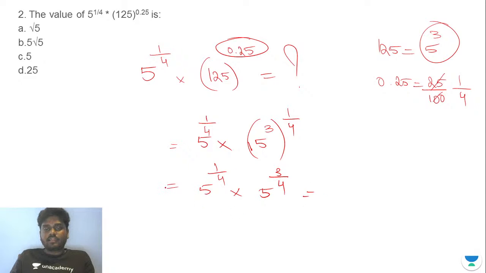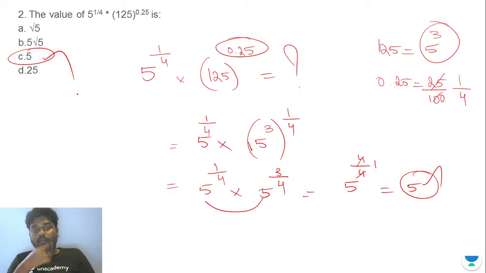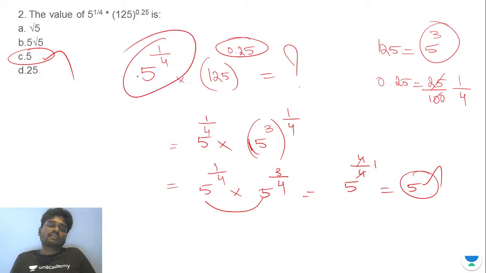If the bases are same, you need to add the powers. So it's going to be 5 power 3 plus 1 over 4, 4 by 4, which is ultimately 1. 5 power 1 is 5 exactly. So the answer for the second question is undoubtedly option C. 5 is the right answer. Okay, you're getting this, everybody. Kindly give me a thumbs up if you're really clear with this. I kept this 5 power 1 by 4 as it is.